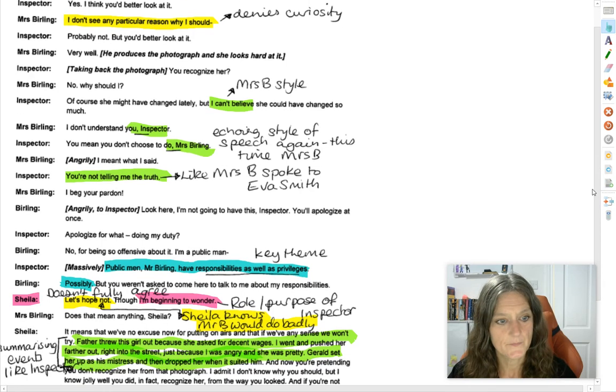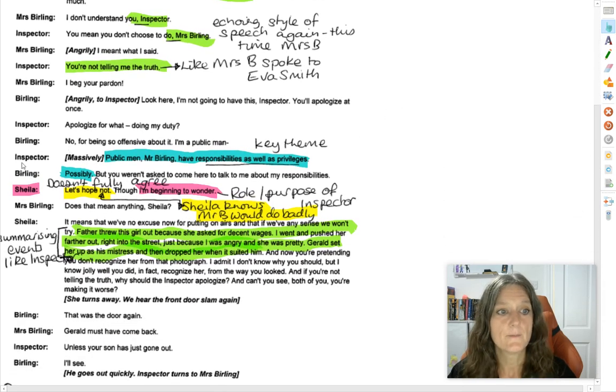And then off Mrs Birling for a minute, the inspector turns on Mr Birling. Again, we've got this key theme. Public men, Mr Birling, have responsibilities as well as privileges. So that's what we were just discussing, really, wasn't it? So the responsibility to the welfare of your employees, the responsibility to make sure your employees get paid fairly, and that they have the right to ask for a pay rise. Mr Birling doesn't even fully agree with what the inspector's saying, though he says possibly. So he doesn't think that he does have responsibilities. There's definitely a feeling of that.